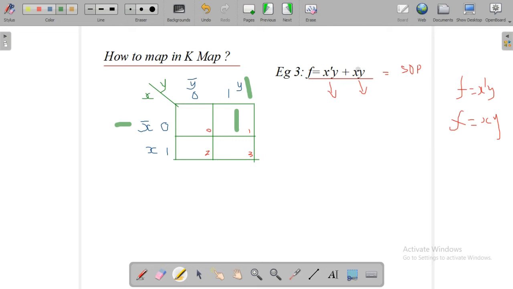What is the next one? xy. So x is this row, and y is the same column. So again we write 1 here. In these two cells, we got the value 1 because these corresponding min terms are given in the expression. That's why we place the value 1. The remaining left out cells we fill with zeros. So these two are zeros. This is the way we map the values in the KMap.